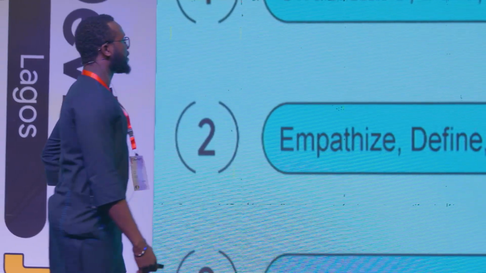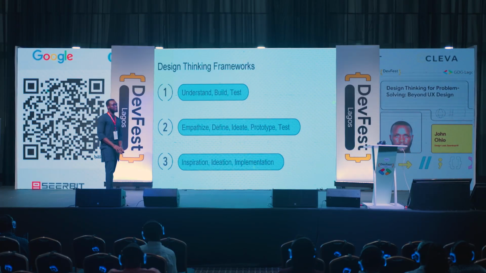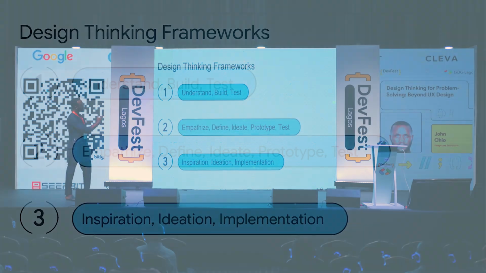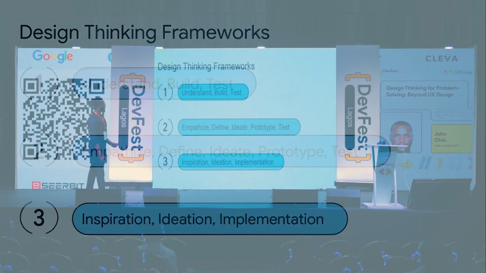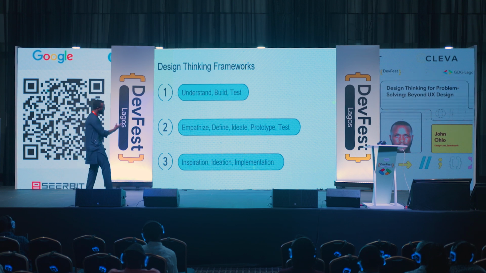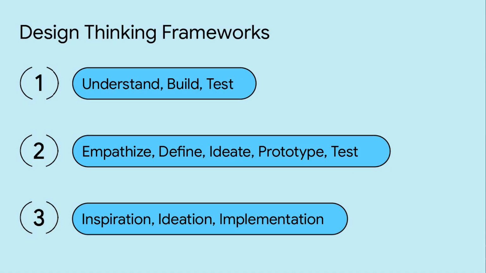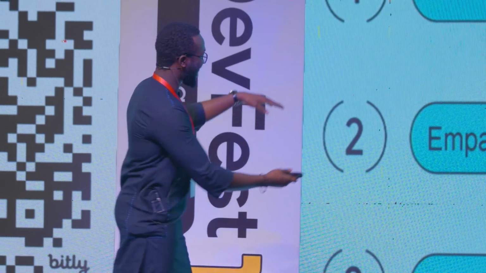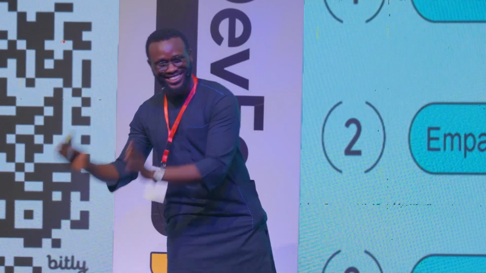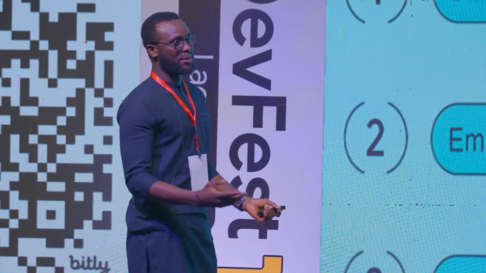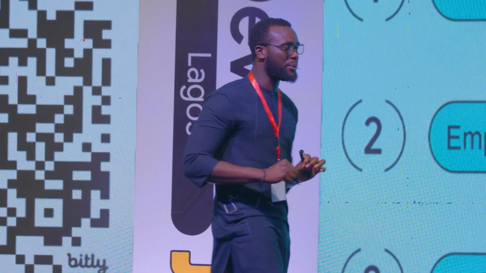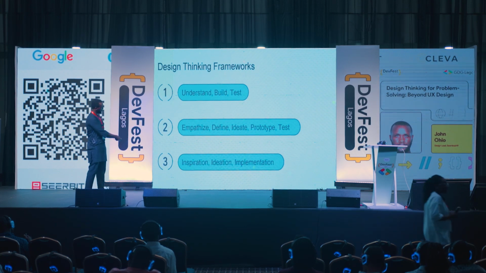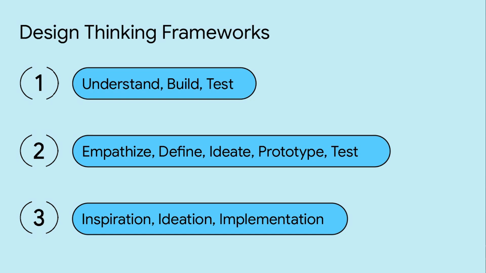And we have several frameworks of design thinking. Yeah, there are several popular ones. One of the few popular frameworks is understand, build, test. The most popular one is number two: empathize, define, ideate, prototype, and test. If you check a lot of user experience designers' portfolios and case studies, you see this one always in it. Some designers would have the double diamond. Even the double diamond principles are founded within design thinking. Another framework is inspiration, ideation, implementation.